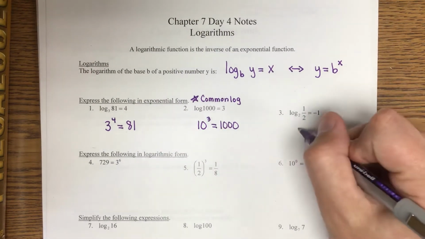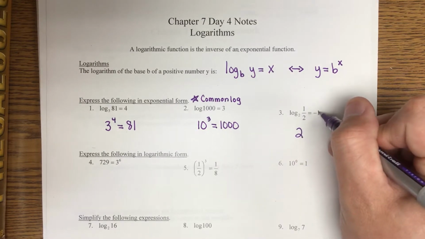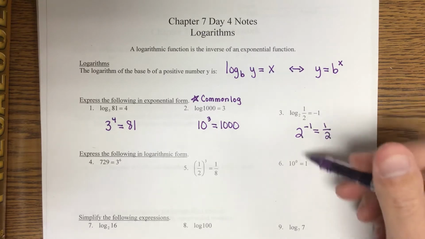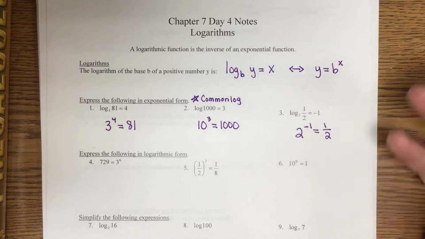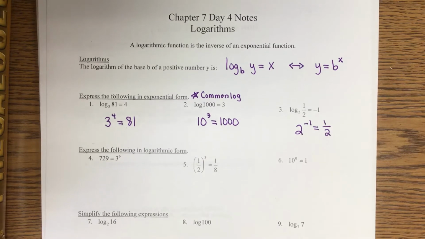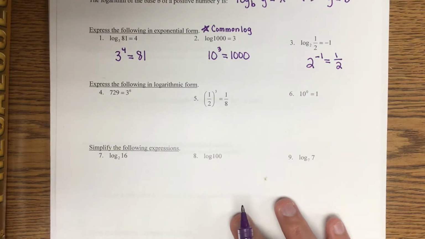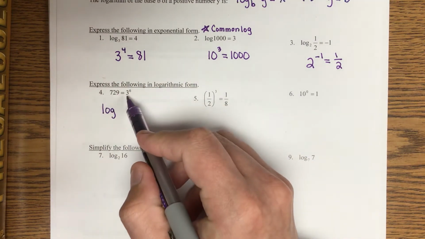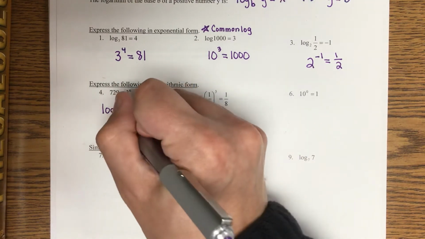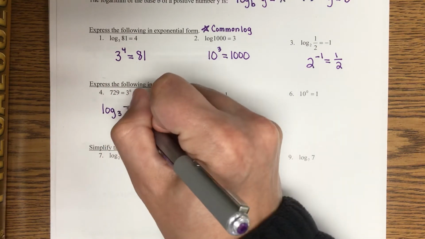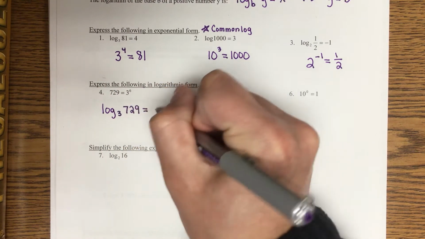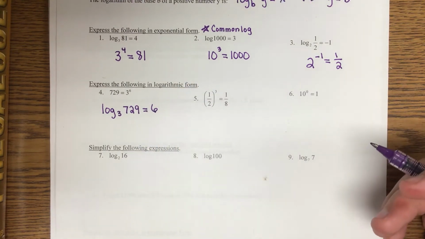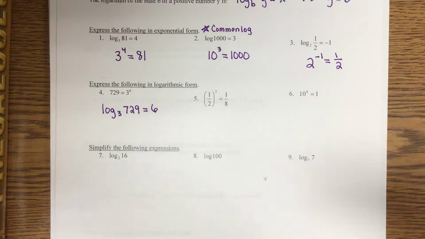So once again, you take the base, you take what the logarithm is equal to as the power, and then set that equal to the term in the middle. 2 to the negative first is equal to half, and those are all true. For number 4, to express it in logarithmic form, you're going to write log first. The base is the term with the power, and then the 729, and the exponent is always what the logarithm is equal to. So these are a little bit harder to check just because you're going in the reverse direction.